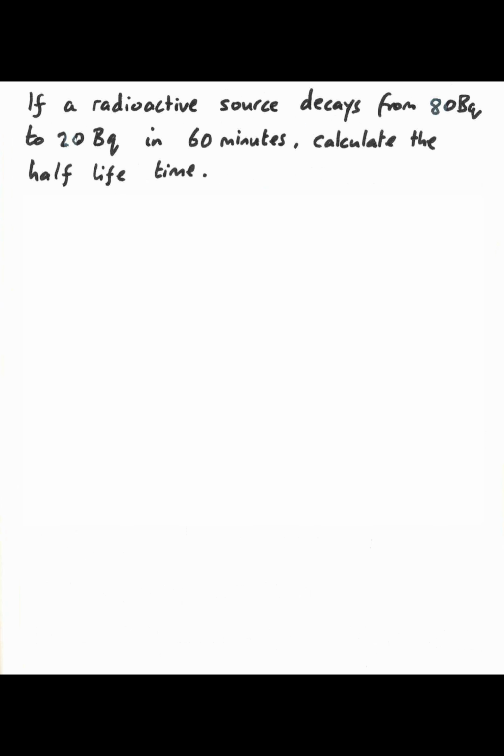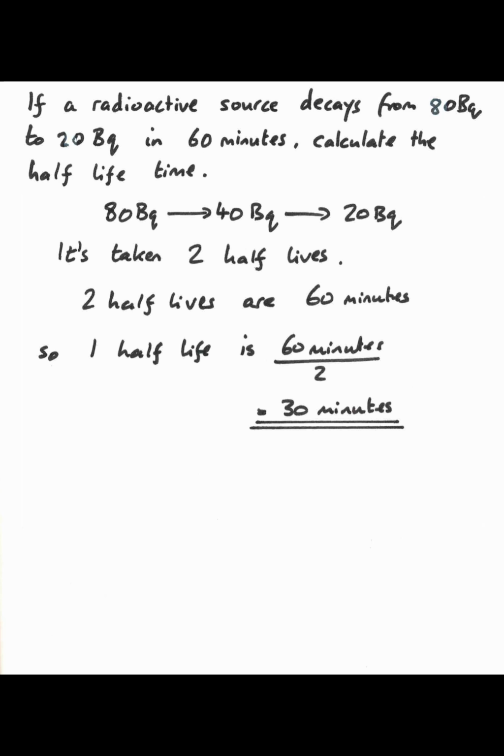Here's the final half-life example, and it's another very slight variation. If a radioactive source decays from 80 becquerels to 20 becquerels in 60 minutes, calculate the half-life time. This time, it's the radioactivity at the start and at the end that we know most about. So we start with the starting number and keep halving that starting number until we get to the finishing number.